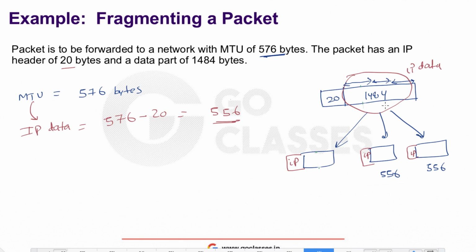Now just to revise again, this is the 484 bytes of data at the IP layer you have, and this is how many bytes of data our link can carry. So that's why this 484 should be divided into three parts. That is the first point.